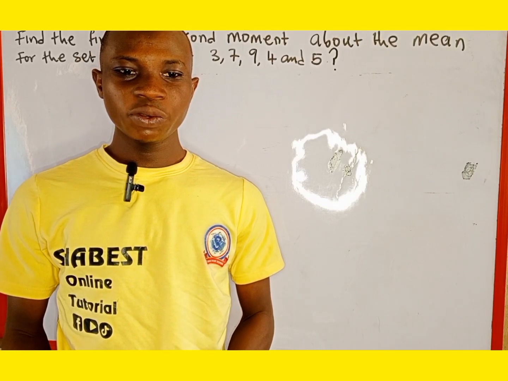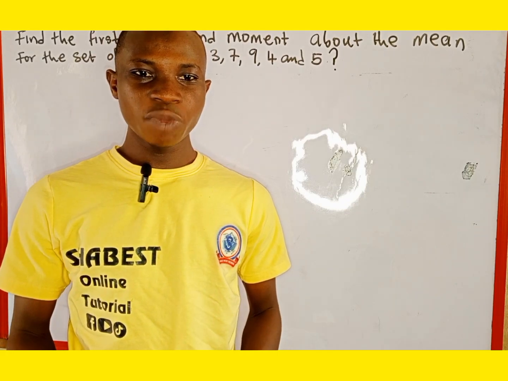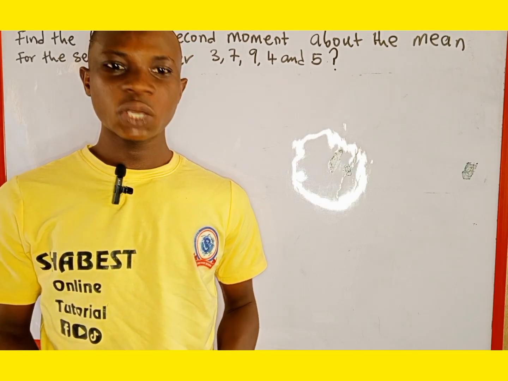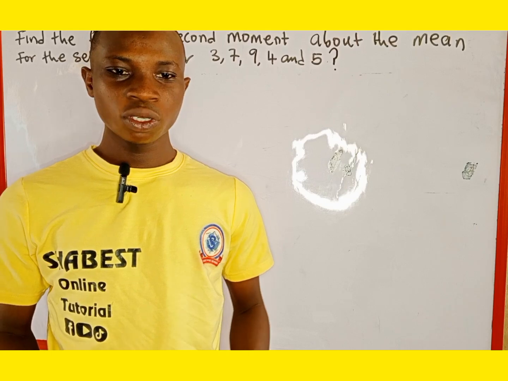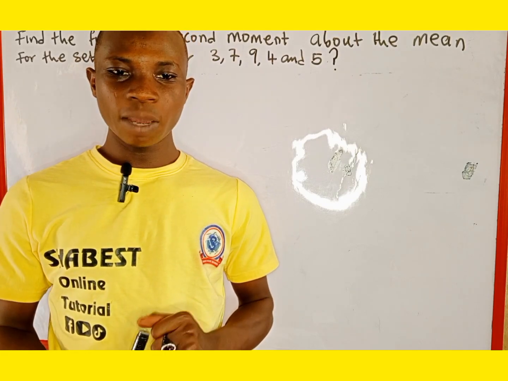In today's tutorial, we're going to learn how to calculate the first and the second moment about the mean of a set of numbers. In our last class, we discussed how to calculate the first, second, and third moment about zero. So today, we are going to learn how to calculate the first and second moment about the mean.